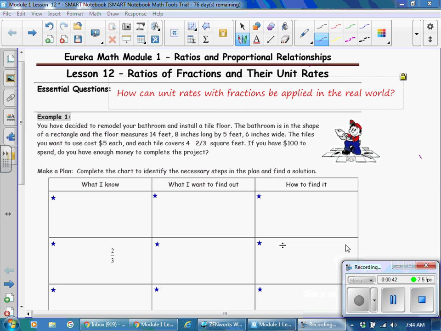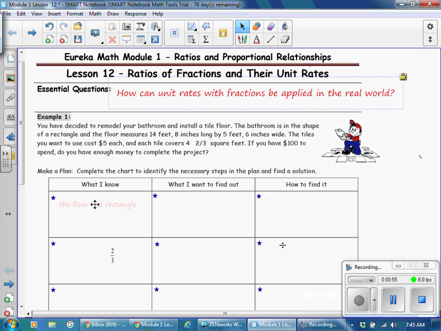We're going to make a plan and complete the chart to identify the necessary steps in the plan to find the solution. First, we want to find out what we know. We know that the floor is a rectangle. We also know the dimensions of the floor from the description, that it is 14 feet 8 inches long by 5 feet 6 inches wide. So that would be the length and the width of the floor. We want to find out what is the area of the floor, and how we find it is using the formula for area, length times width.